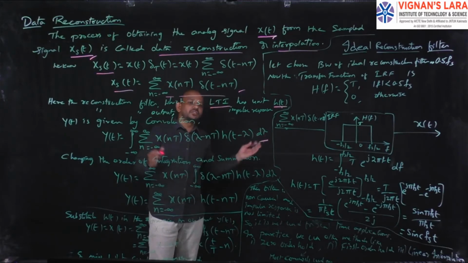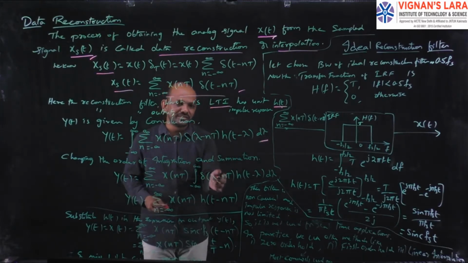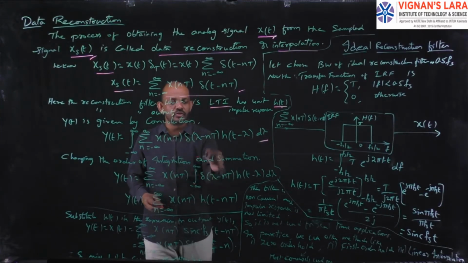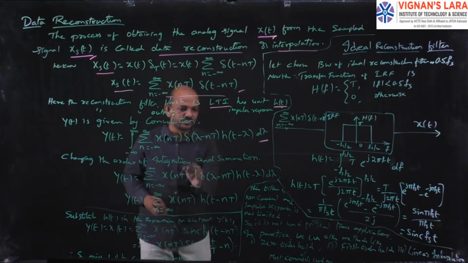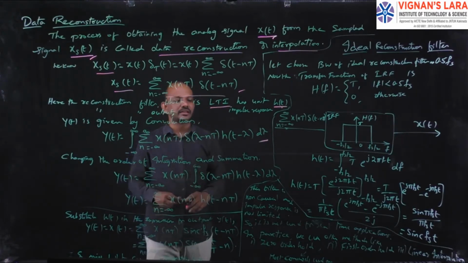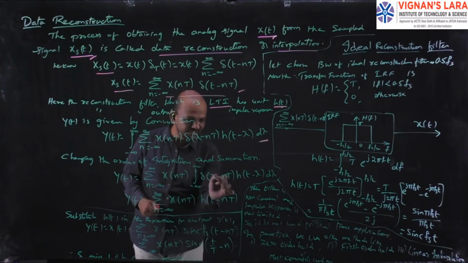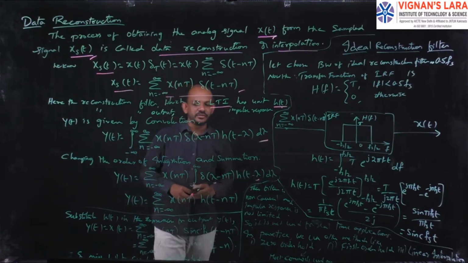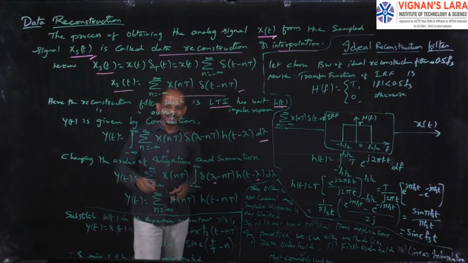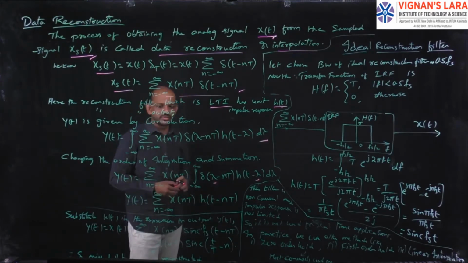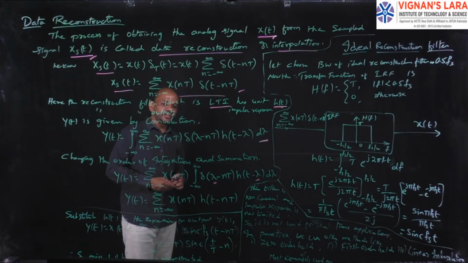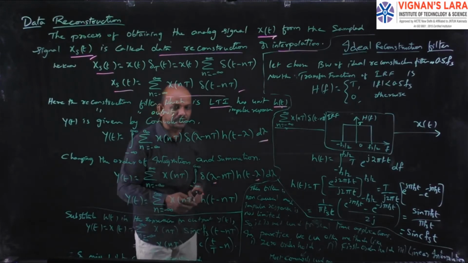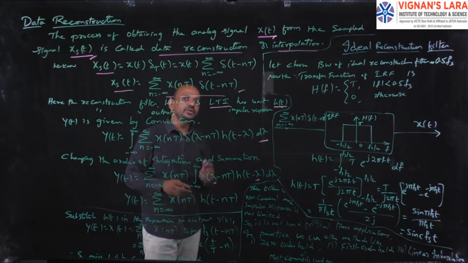For all other values of this, the value is 0. Anything is 0, so I won't consider the remaining values. I will consider only one value, that is n into capital T. So I will substitute n into capital T at this place and at this place. So this is 1 and this is h of t minus n into capital T. With this I will get the value of y of t. So finally the output of the reconstruction filter is y of t equal to summation n equal to minus infinity x of nT, h of t minus n into capital T.